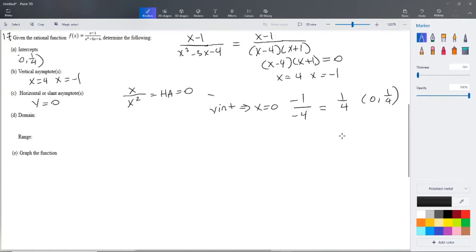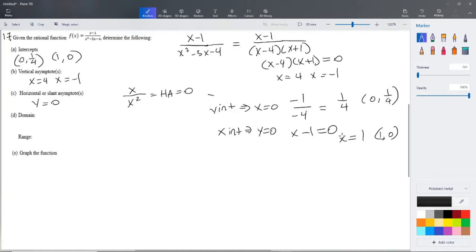All right, so that's one of our intercepts here, (0, 1/4). Write that down. All right, the next is the x-intercepts. For the x-intercept, for a rational, we want y equals 0, but really it's where the numerator equals 0. And so where does x minus 1 equal 0? When x equals 1. And so that's our point. It's going to be (1, 0). I'm going to put that up here as well, (1, 0).